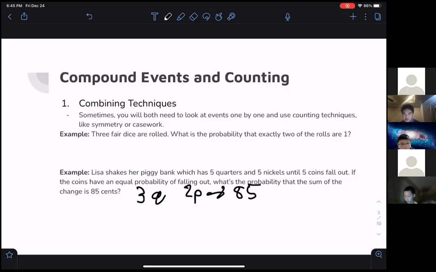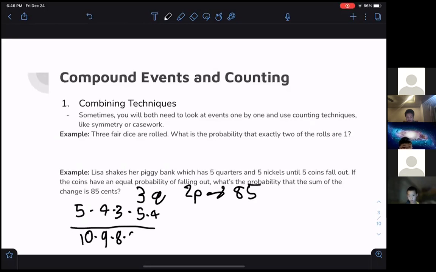So next up is to find out what's the probability that that happens. So note that since they fall out one by one and we wait until 5 fall out, obviously this is without replacement. And so the probability would be, sorry, it's messy, let's say just 5 times 4 times 3 times 5 times 4 over 10 times 9 times 8 times 7 times 6. The 5 times 4 times 3 is for the 3 quarters, and then the 2 nickels are 5 times 4.